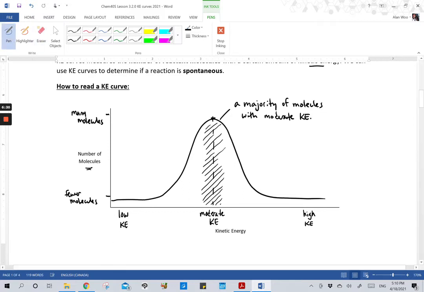If we look at the other end, the low KE end, I'm just going to change the color here, we have few molecules with low KE.